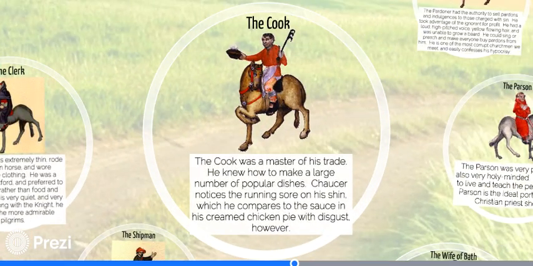And you have the cook, and he travels with the guildsmen as their cook. But he is a well-known cook, because he's so good at it. He has a lot of popular dishes that are really just great, impressive to people. However, he has this gross running sore on his shin, on one of his legs.